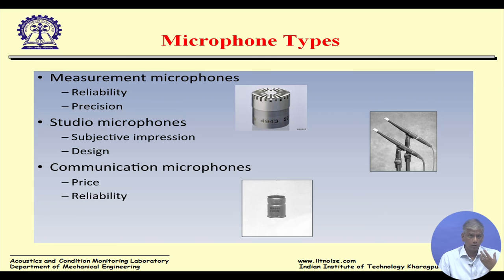A lot of measurements at high frequencies are being done. You're talking about sonars, and acoustic emission. Of course, acoustic emission is different from noise control, because acoustic emission occurs at around 1 megahertz, whereas we are talking about very low frequency, the audible range, 20 hertz to 20 kilohertz. So microphones vary depending on price, reliability, and so on, including studio microphones.